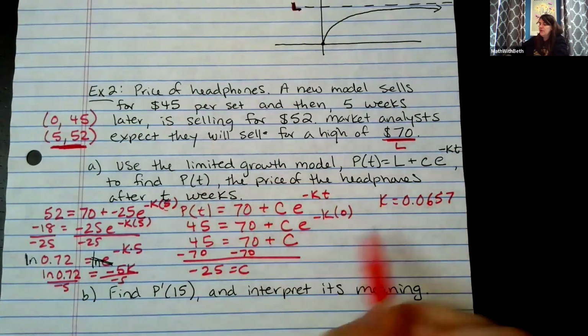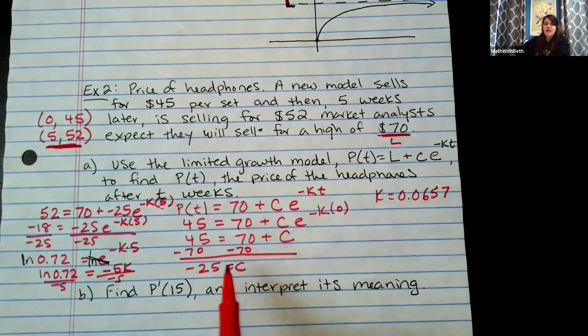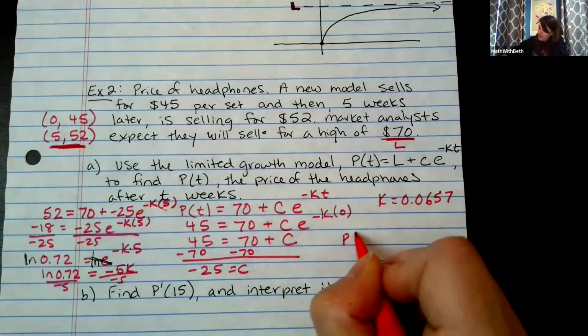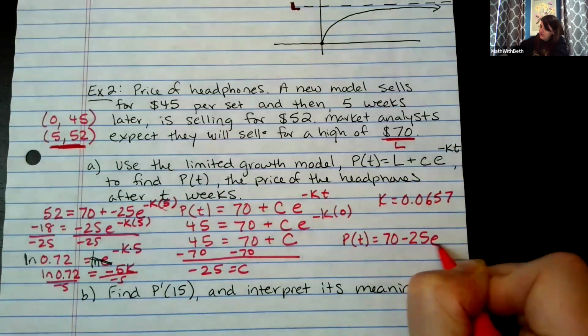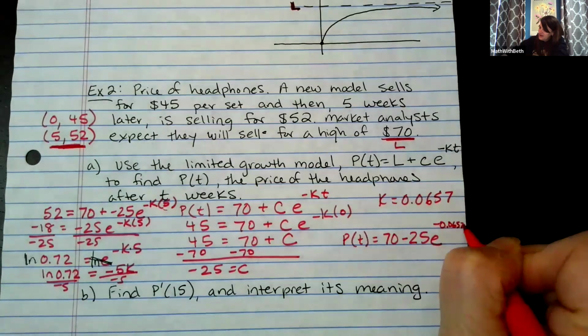Okay, so what was the whole point of this was finding the equation, right? So remember I had to do all of this work to find the c, and then I started over and did all of this work to find my k. So now I have my equation. 70 minus 25e to the negative 0.0657 times t.